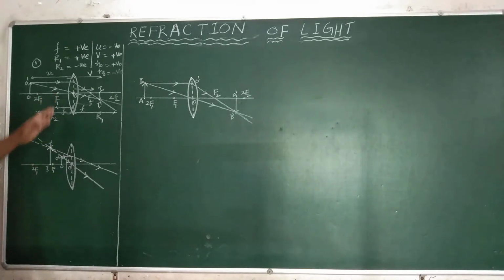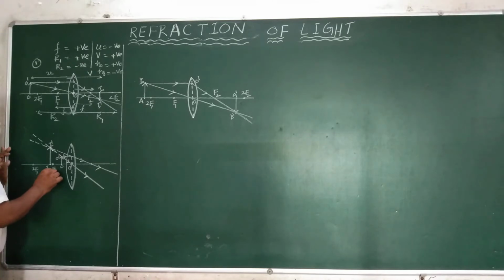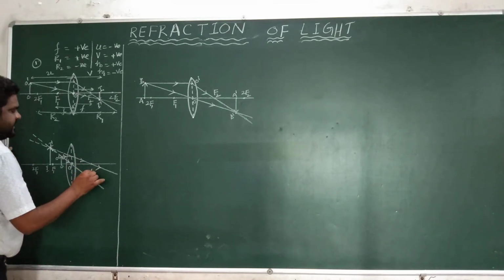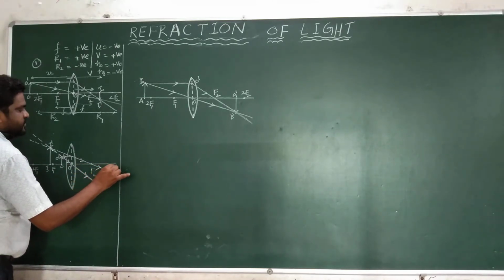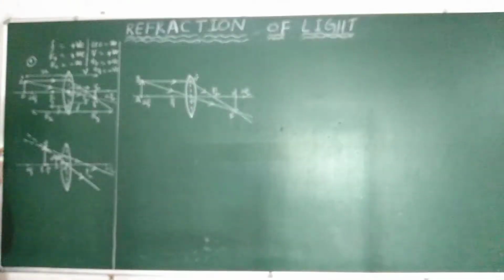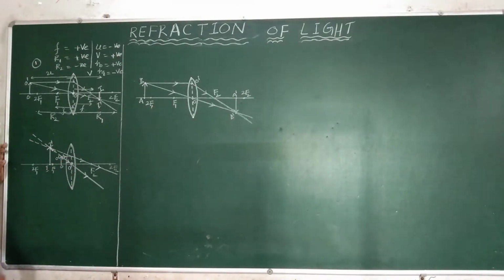The same situation here. Here also. See here, in this case, this is the F1 to F1. If it is the F2 to F2, in this case also the same. Focal length of the convex lens is always positive.